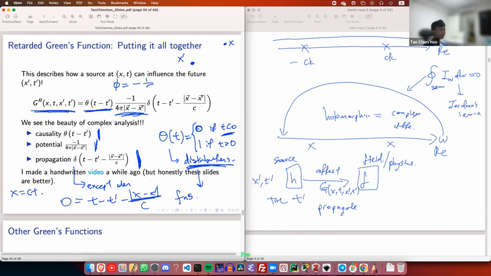One is if the time comes before, if my measurement time comes after my source time. Another thing is it's only when x equals ct, which means that I only see this potential when the information has traveled at the speed of light to my measurement location precisely at the time. It's just distance equals speed times time. So from complex analysis, we can pick up from this retarded Green's function all the features of physics built into it, and all this came from mathematical analysis.